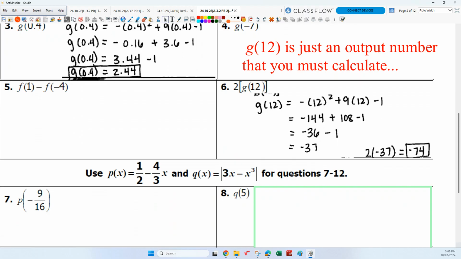So is that our answer? No. Now we got to multiply that output number times 2. 2 times negative 37 is negative 74. Okay? Give me thumbs. Make sense? The order in which we do that stuff? We have to first find the output number, then we multiply it by 2. Okay? All right.